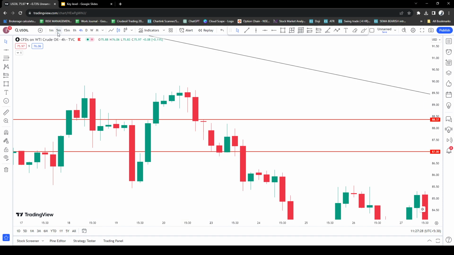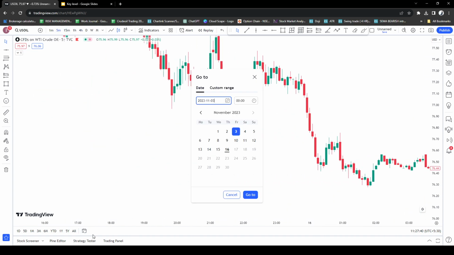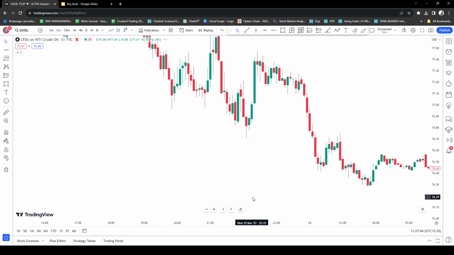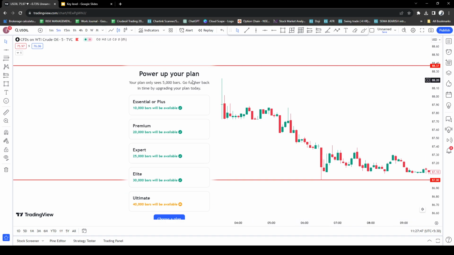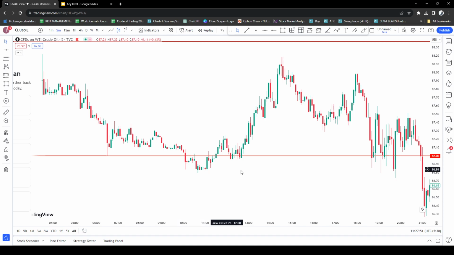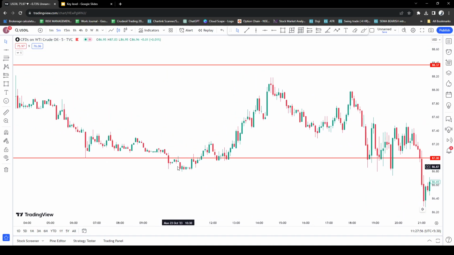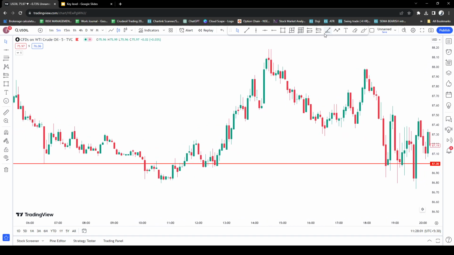We are waiting here. The date is the 20th of October, 20 and 23. So let me go to the 5 minutes time frame. Oh, sadly I don't have the plan, but it's fine. Okay, 23rd exactly, we got it. So here, if you see, one of my stop losses got hit.